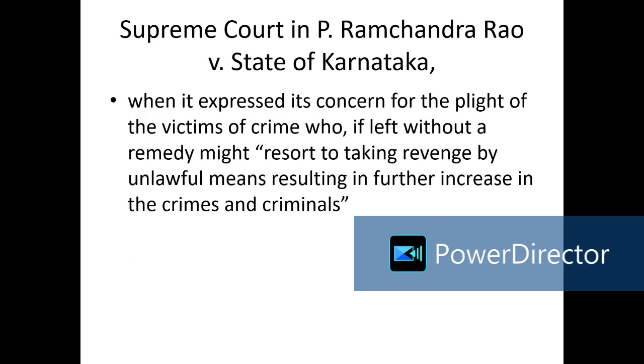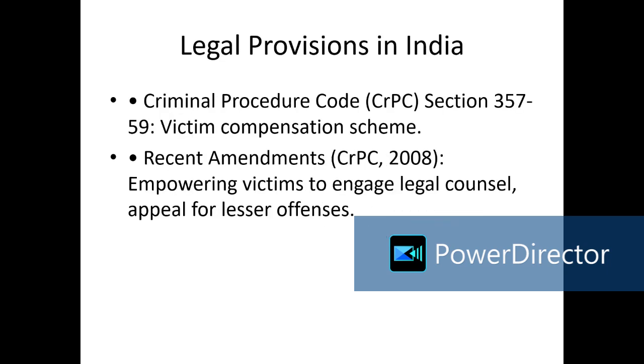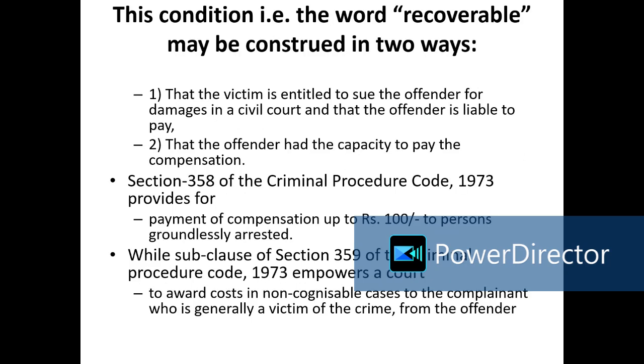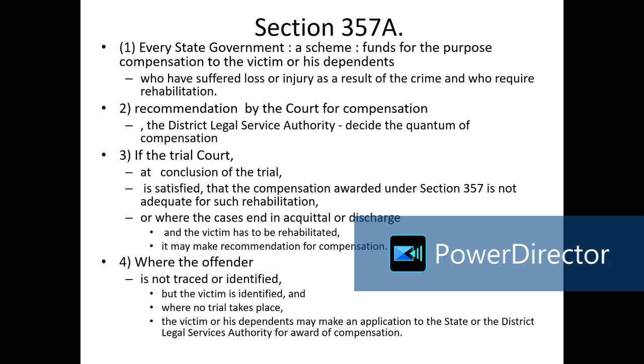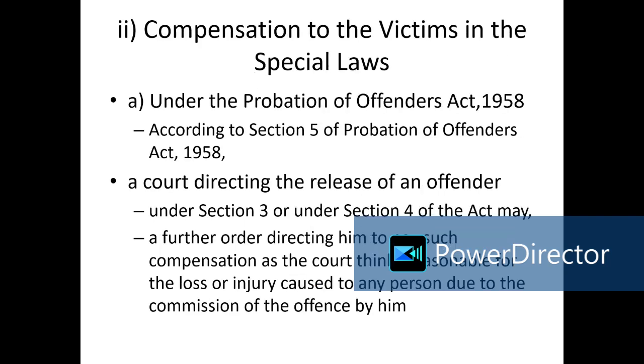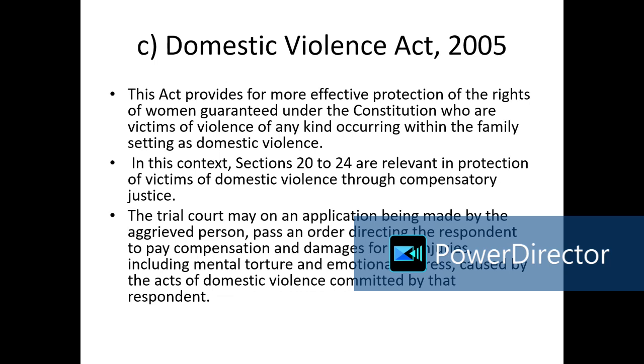Now, recoverable, what do we mean? It is in two ways. What is the first way? The victim is entitled to sue the offender for damages in civil court, and the offender is liable to pay. So it is damages. Whenever we talk about civil court, we don't call it a fine, we rather use the word damages. So we can file a suit there; it's not called exactly compensation, but damages. Damages can be recovered through the civil court by a separate suit. Now, the offender should have the capacity to pay the compensation. The offender also should have the financial capability to pay.